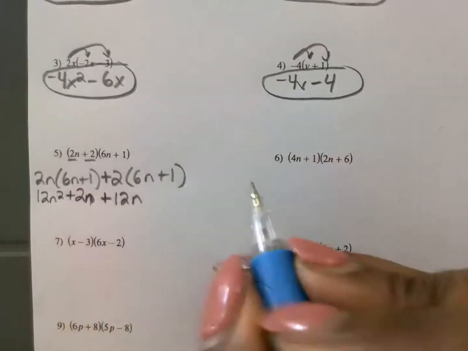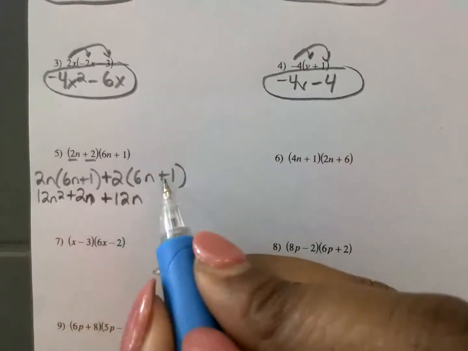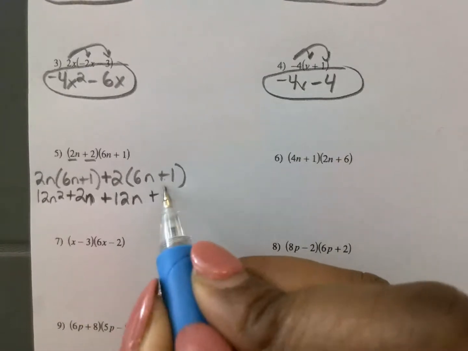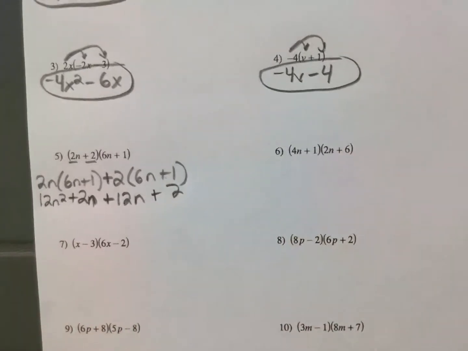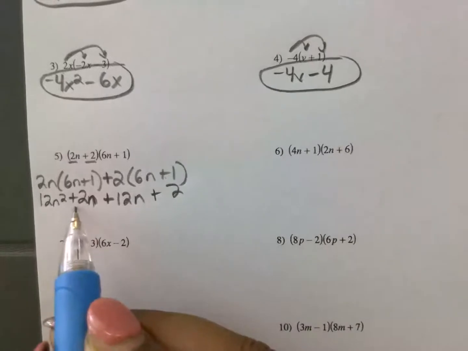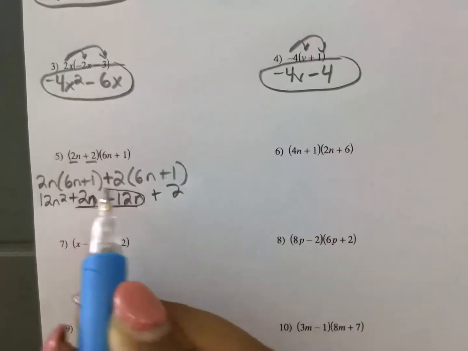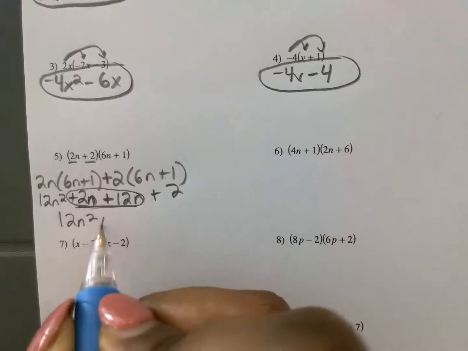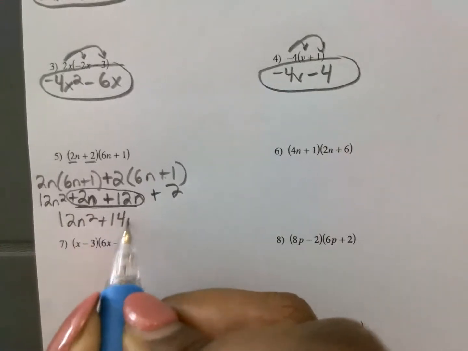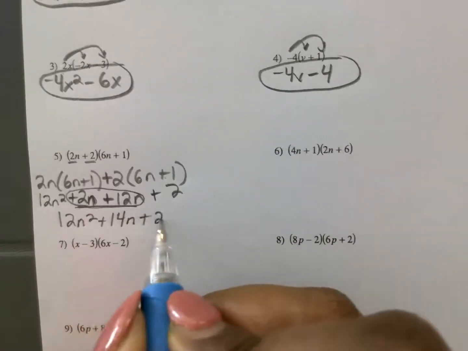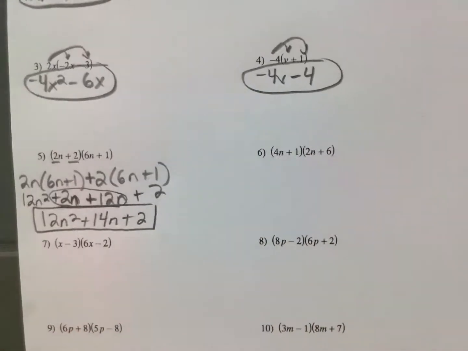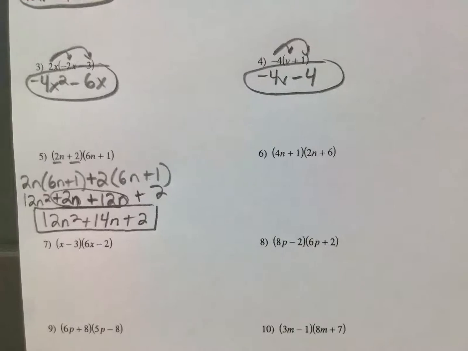12n. And what is 2n times 1? 2. That's 2. What terms can we combine together that are alike? 2n and 12n. When I combine these, what does this give me? So we got 12n squared plus 14n plus 2. This is my answer. So you're going to do distributive property twice.